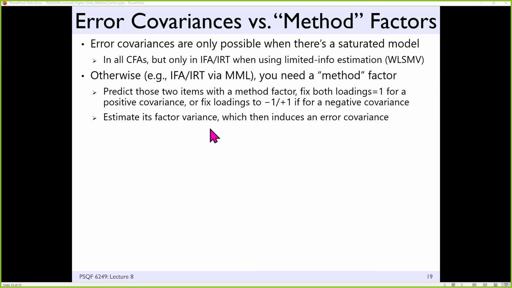Otherwise, you need a method factor, and that is why bifactor models are such a thing in the IRT literature, because they don't have a choice to do it any other way. So it's like they're stuck with it.